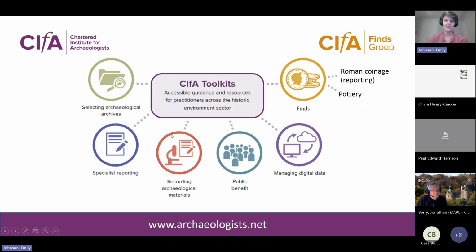Right, next slide. So what are the toolkits? Well, it's these. So you've got the toolkit for selecting archaeological archives, toolkit for specialist reporting, toolkit for recording archaeological materials, toolkit for public benefit, toolkit for managing digital data, also known as the Dig Digital toolkit. And then you've got two cheeky toolkits for finds, so specific ones, one for Roman coinage that's specifically reporting, and one for pottery, which handles a bit more of all stages of pottery archaeological work.